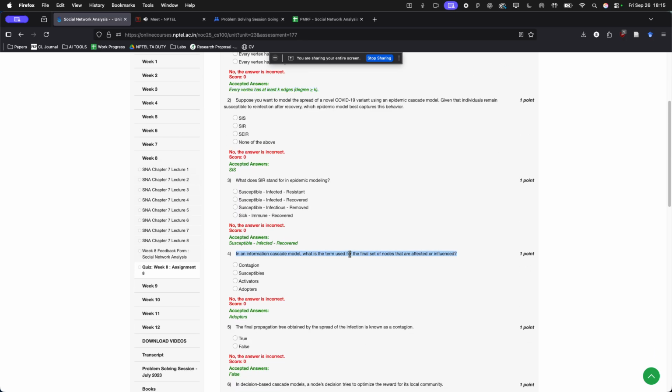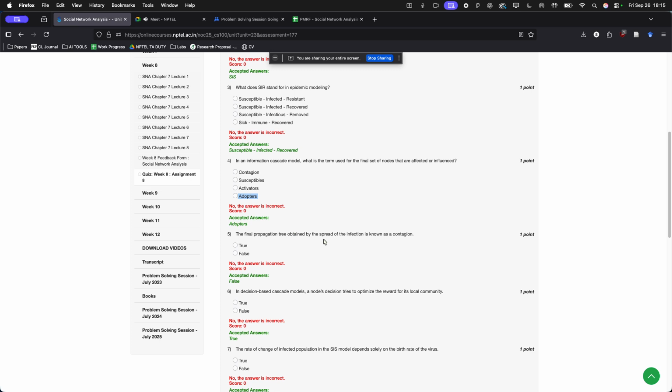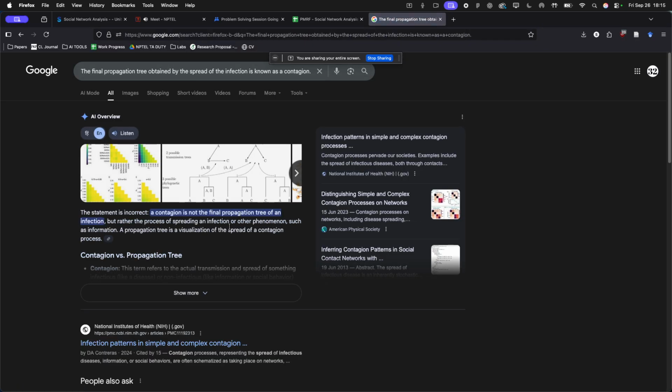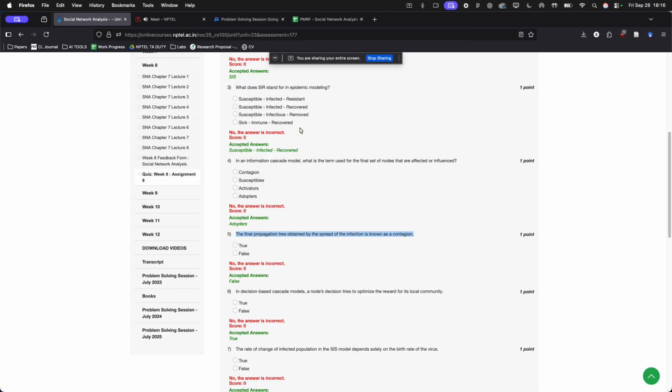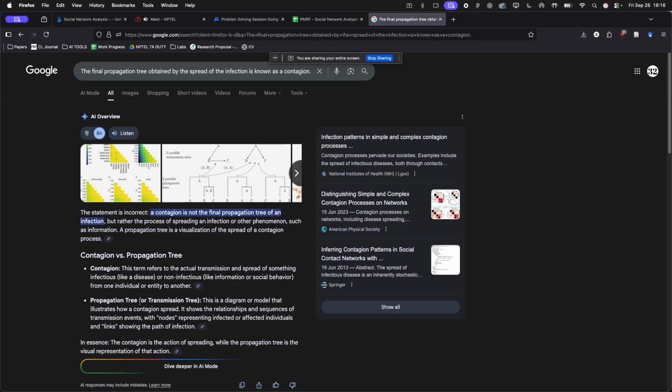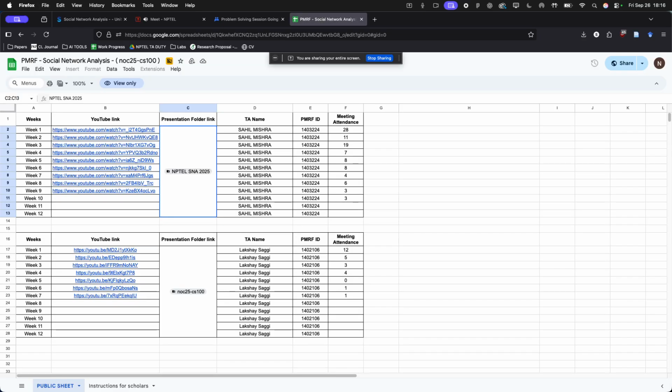In an information cascade, what term is used for the final set of nodes that are affected or influenced? Those are known as adopters. The final propagation tree obtained by the spread is known as contagion? I don't know. Contagion is the flow of information. The tree is known as something else. Let me check. It's called the transmission tree. Yes, it is the transmission tree.